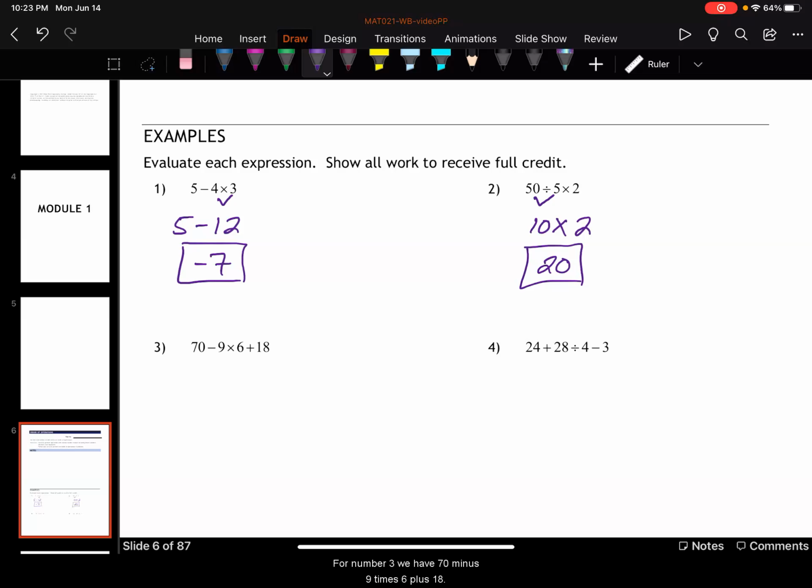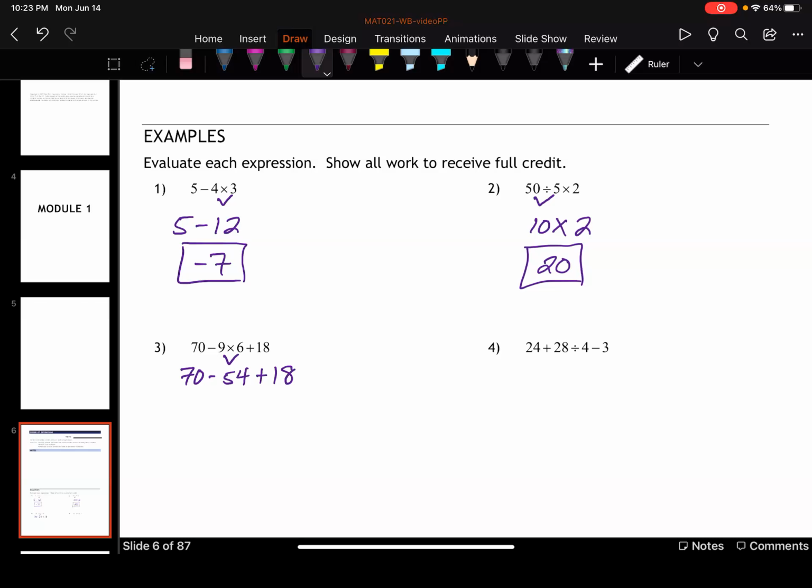For number 3, we have 70 minus 9 times 6 plus 18. So according to our order of operations, we would do any multiplication and division before the addition and subtraction. So we need to do that multiplication first. So 9 times 6 will give us 54. So that would be 70 minus 54 plus 18.